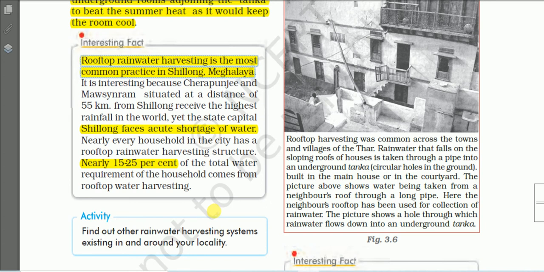However, Shillong is only about 55 kilometers away from Mawsynram, yet this state capital of Meghalaya faces acute shortage of water. Nearly every household in the city has a rooftop rainwater harvesting structure, as in Rajasthan. Nearly 15 to 25% of the total water requirement of the household comes from rooftop rainwater harvesting.